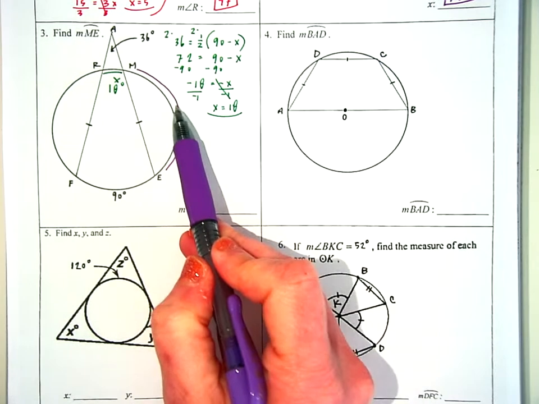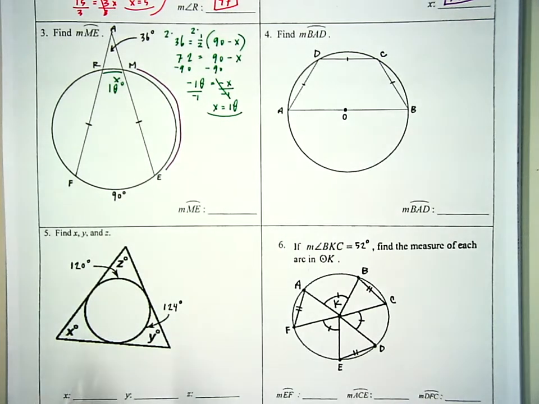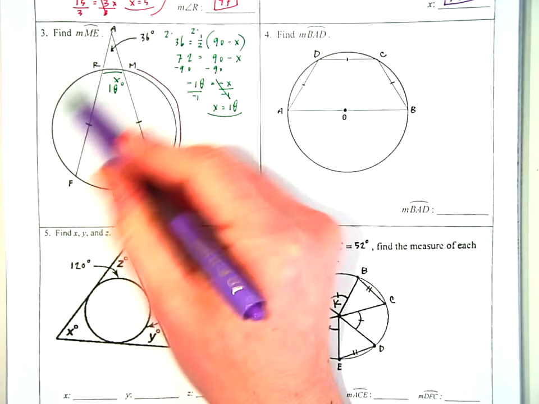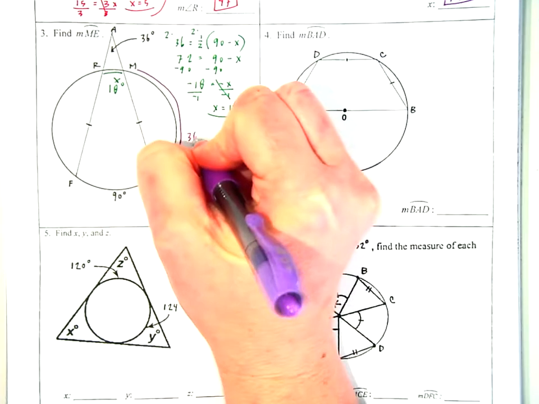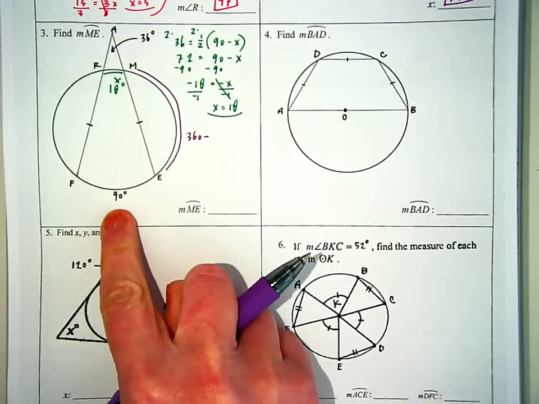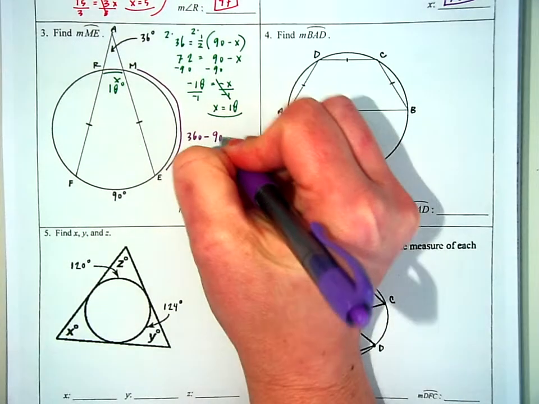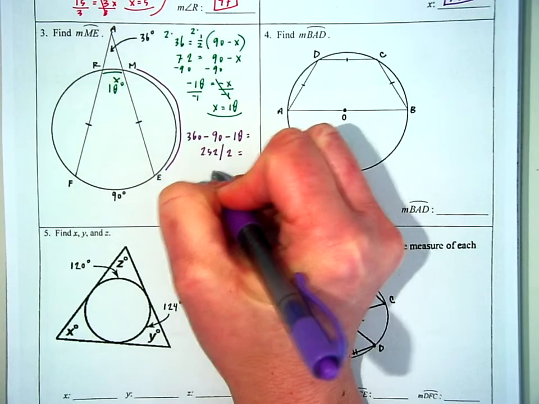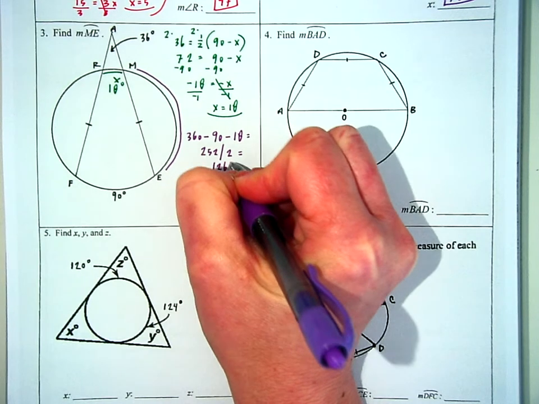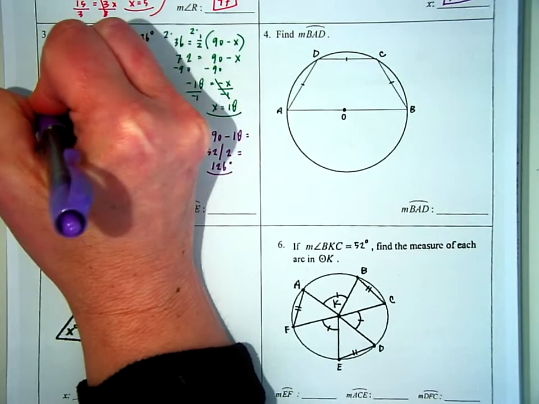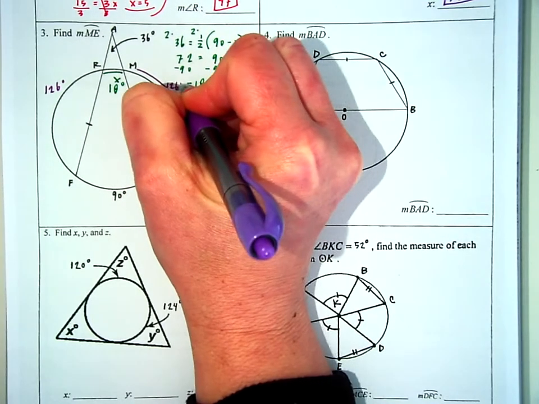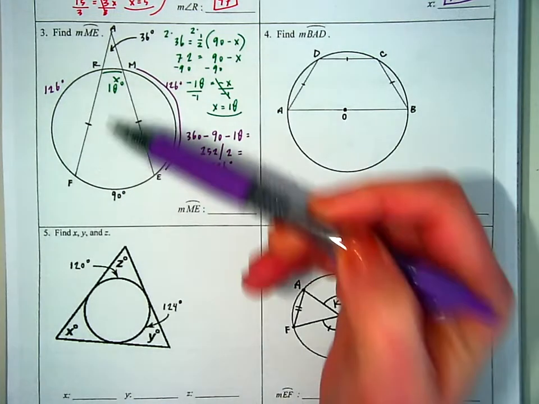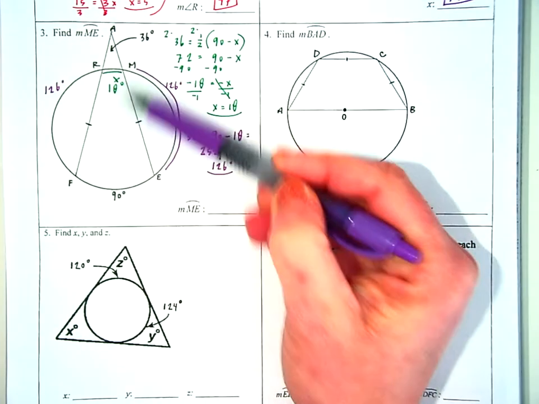So I know that all the way around my circle is 360 degrees. So if I take the 360 and I take away the 90 right here and the 18 right here, that gets me 252 degrees, and I have to split that 2 ways. So I get 126 degrees for this arc right here and this arc right here.